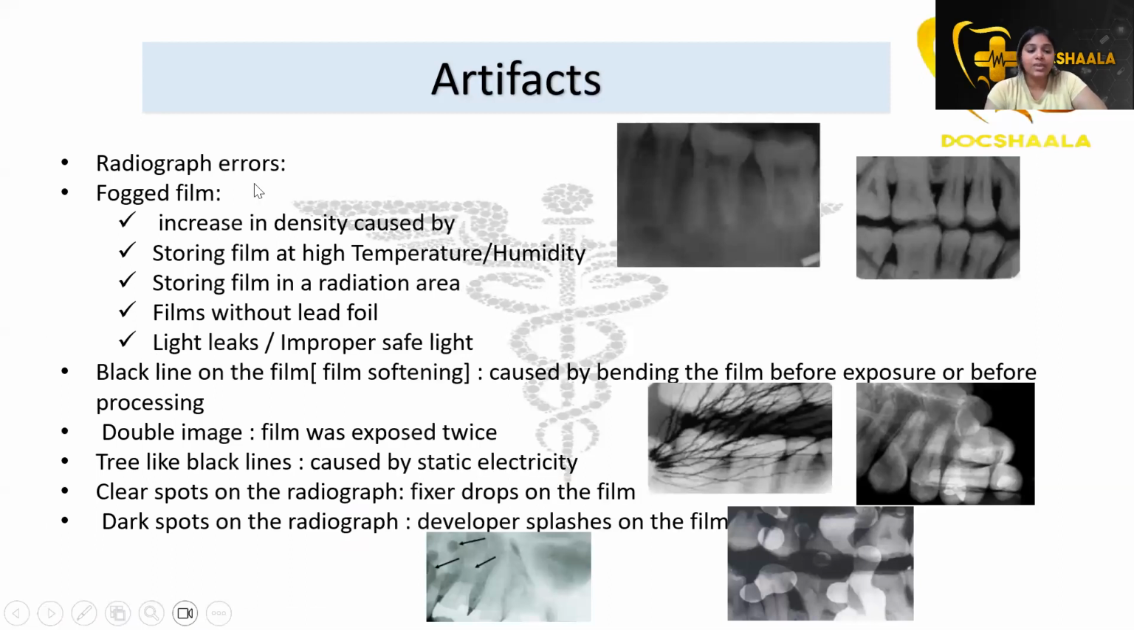So fogged film is very important. It is like increase in density which is caused by storing film at high temperature or humidity, storing film in a radiation area. Films without lead foil and light leaks or improper safe light leads to fog film.